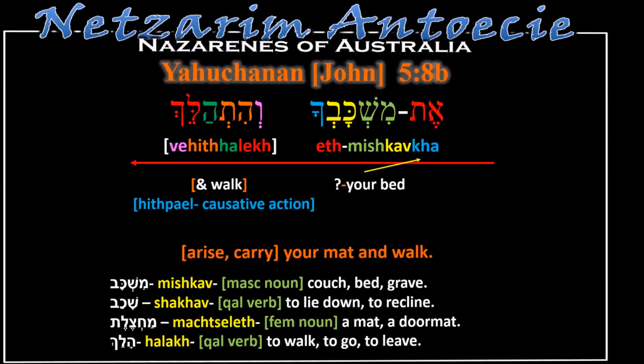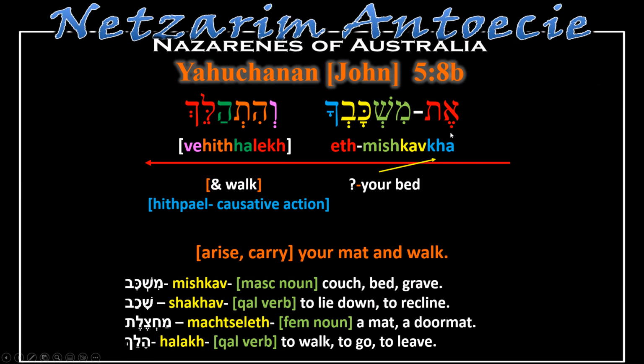And now we come to part B. And we have an aleph, a tav, a mem, a shin, a kaf, a vet, a kaf sofit. Then we have a vav, hey, tav, hey, lamed, kaf sofit. Kaf at the end of a word. Et, grammar marker, mishkav ka. Your bed. And the ka at the end, of course, is your, the pronoun.